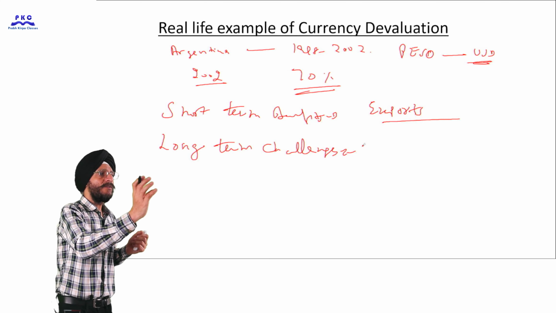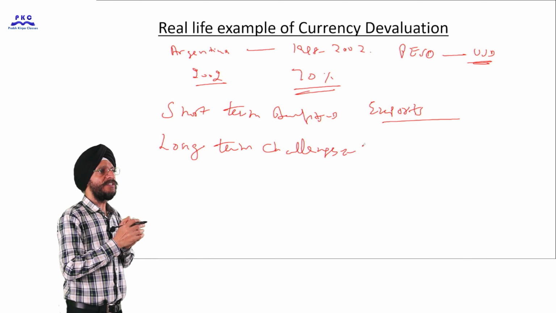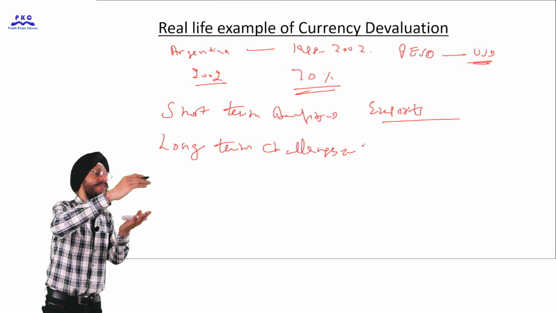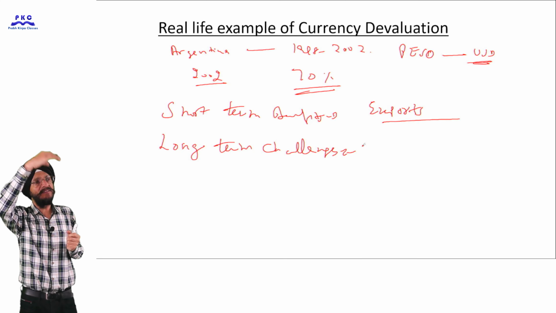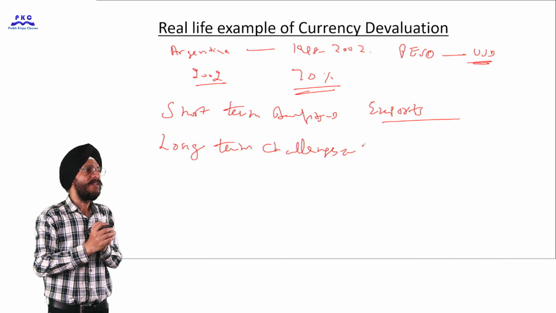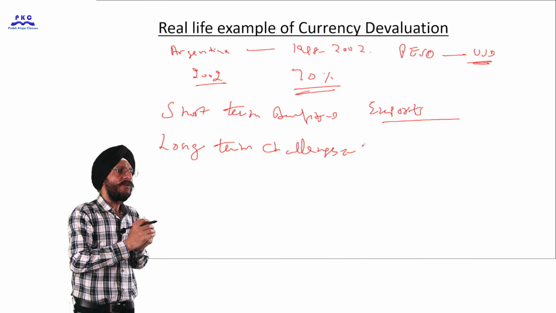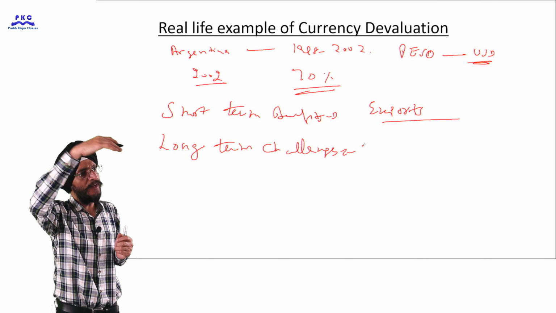The debt burden of the country had also increased because the value of the peso had decreased. So, if the Argentina government had taken loans in foreign currencies, they will have to shell out more in their domestic currency to purchase the foreign currencies and to repay that debt.